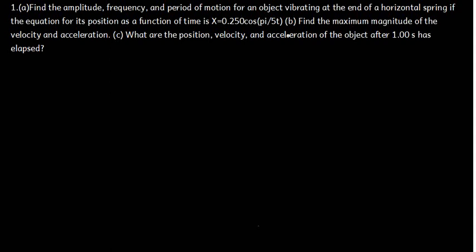In this tutorial, we are going to talk about simple harmonic motion practice questions. So I've got a number of questions with me here. The first question is saying, find the amplitude, frequency, and period of motion for an object vibrating at the end of the horizontal spring if the equation for its position as a function of time is x is equal to 0.250 cos(pi over 5 t).